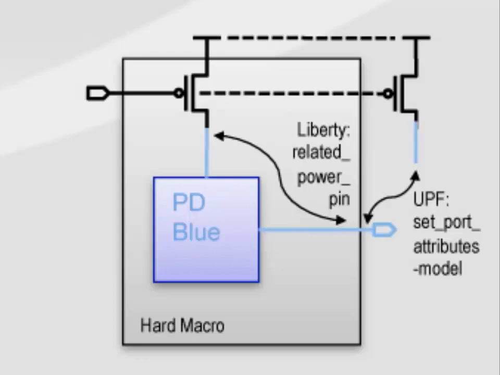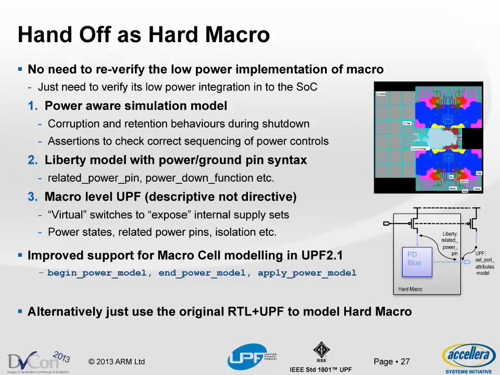So you can do it in UPF2 with set port attribute, but coming in UPF 2.1 is even better support for hard macro cell modeling. We now have a more structured approach with begin power model, end power model, and apply power model. Alternatively, you could just simply use the RTL and UPF that you use to implement your block and hand that over with your core to the SOC integrator.